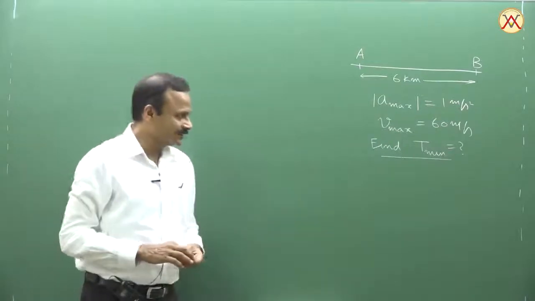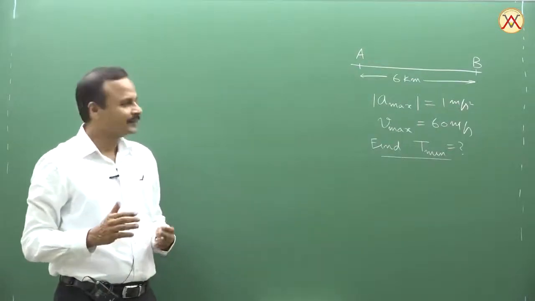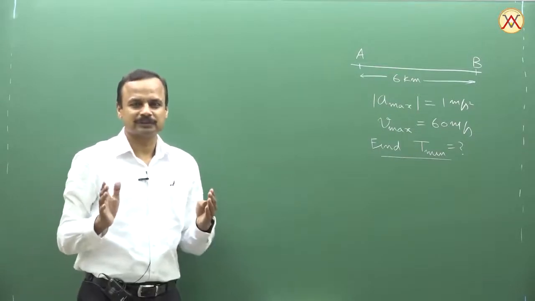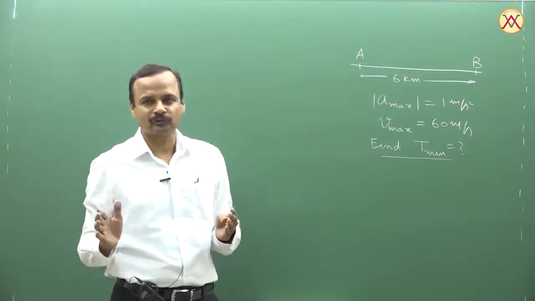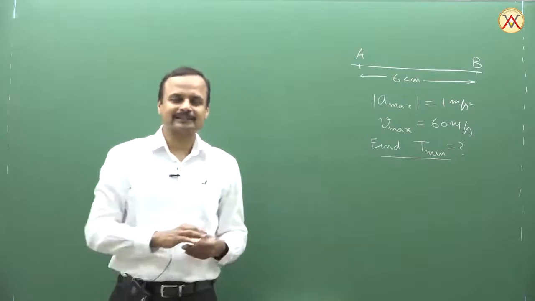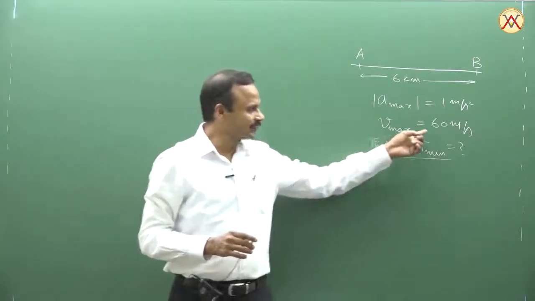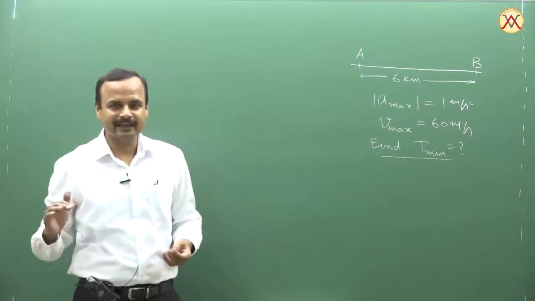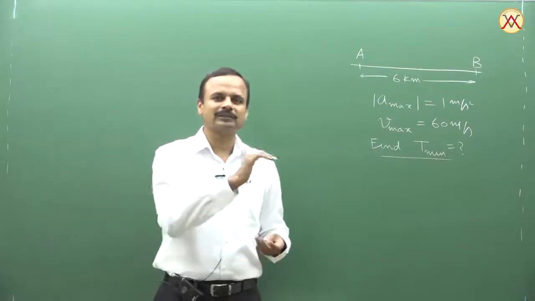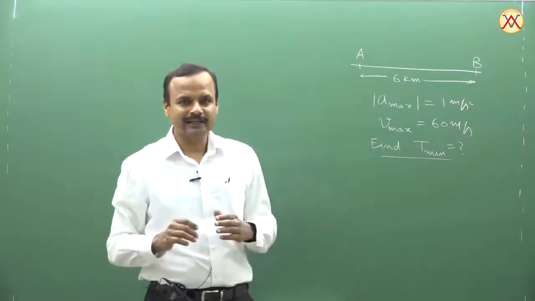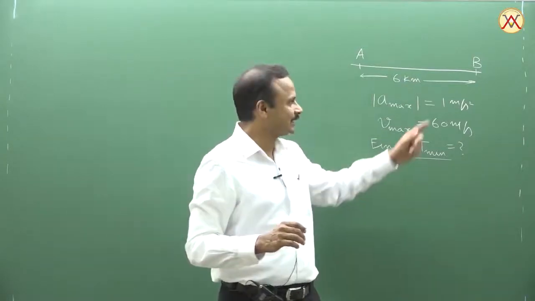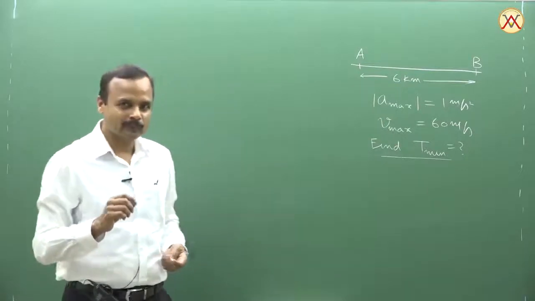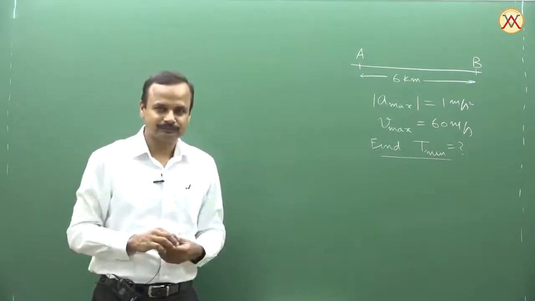Now, in this type of questions, there will be some parts of journeys, separate parts of the journey. For the first part, the train will be accelerating up to the speed of 60, up to its maximum speed. And then at that speed, it will move with a constant velocity. And finally, it has to retard so that it can stop at station B. You can pause the video and try it yourself.